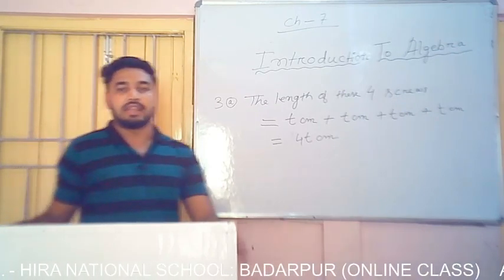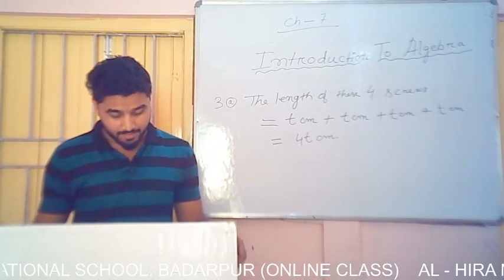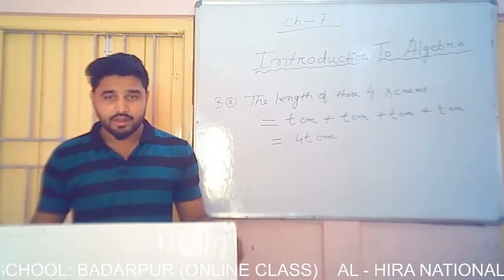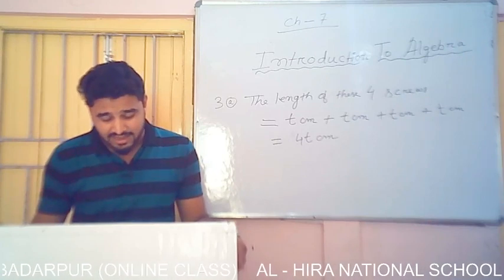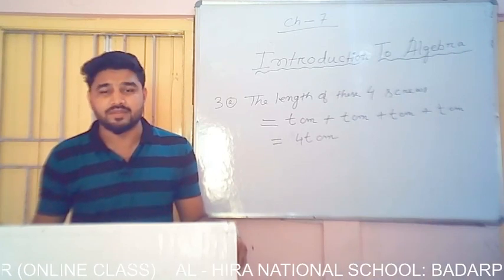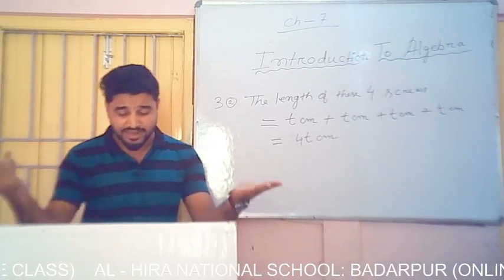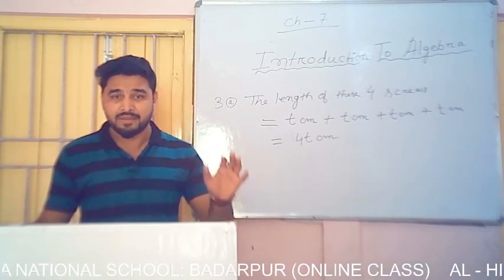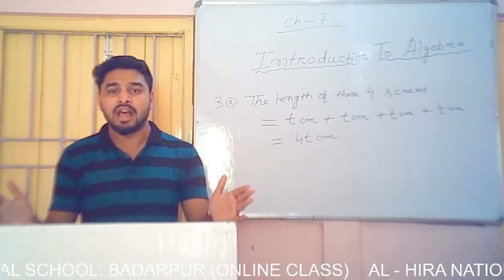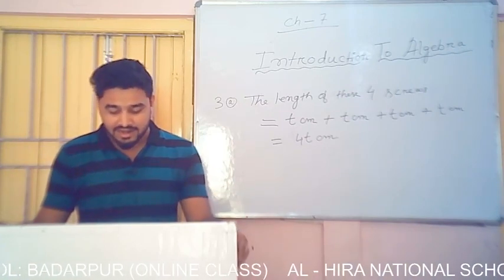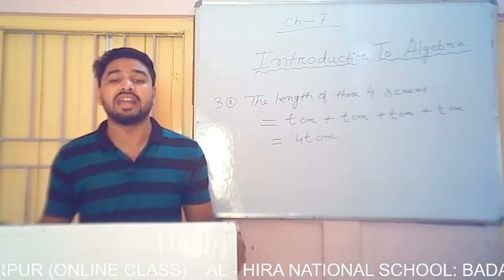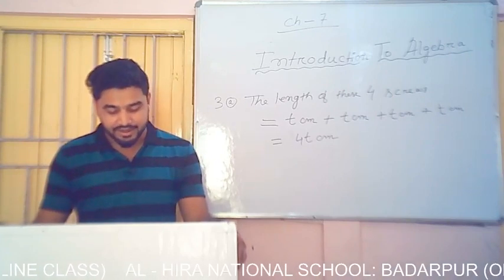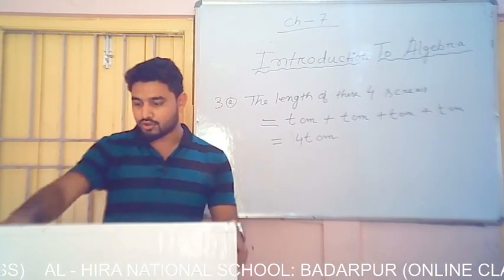Now we shall come to question number B. Write the total length of these nibs. As earlier, it is also the same. If we add the measurement of the 2 nibs, then we will get the total length. And the measurement of each nib is given as D centimeter. So let us write.